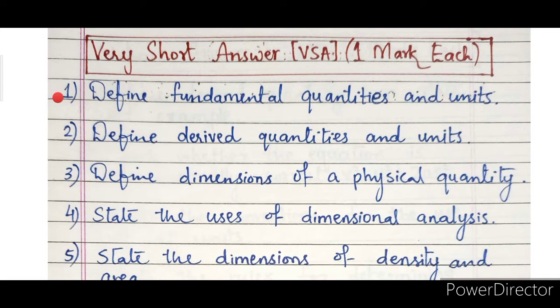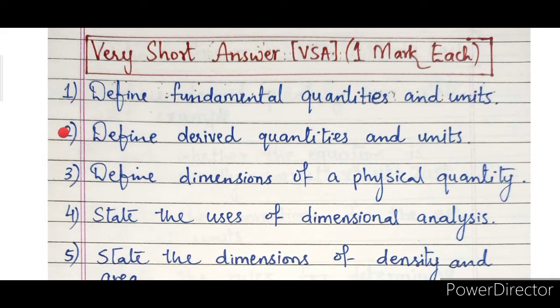The physical quantities which do not depend on any other physical quantities for their measurements are known as fundamental quantities, and the units used to measure the fundamental quantities are called fundamental units. This much you have to write down as the answer for this question, and it is given on page number 1 in the textbook.